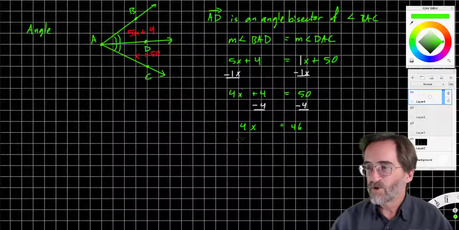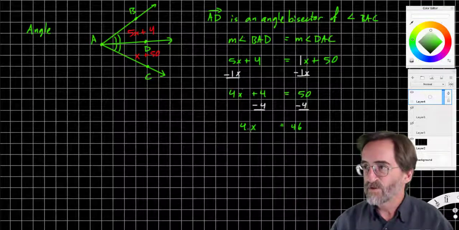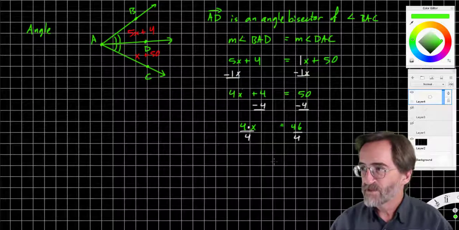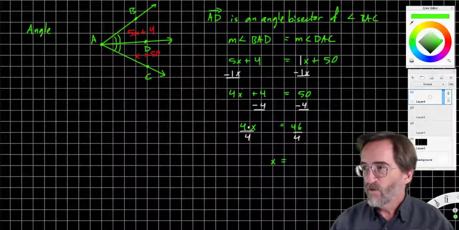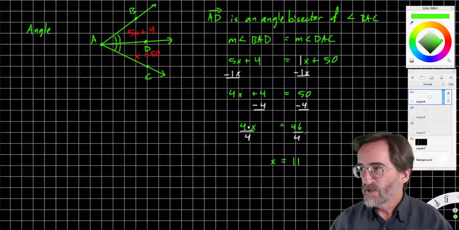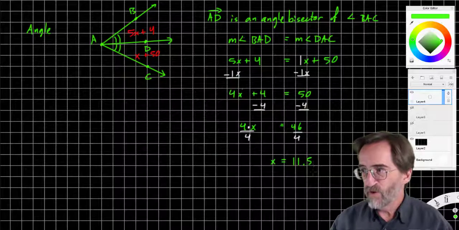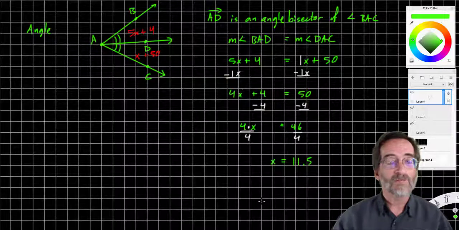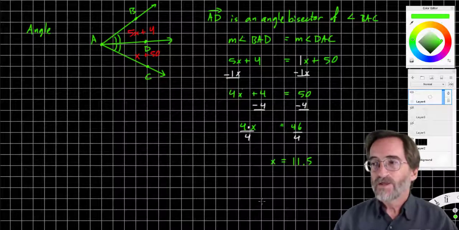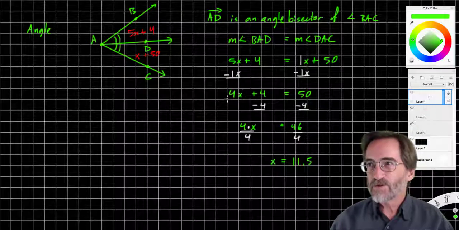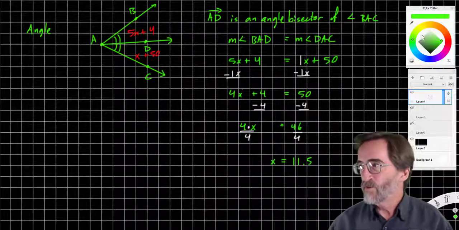Now this isn't going to quite turn out very nice, but it'll turn out okay. Divide by 4. To get rid of the multiply 4, 4 divided by 4 is 1. 1 times x is x. 46 divided by 4 is 11 with 2 left over, and 2/4 is a half, so this is 11.5. Now again, if the problem asked you to find the value of x, you're done. If it asked for the measure of the angles, we have a little more to do.